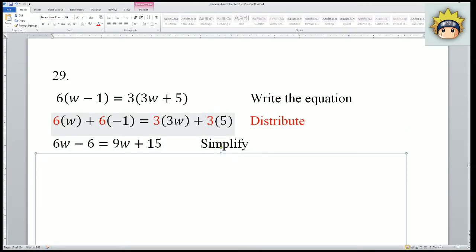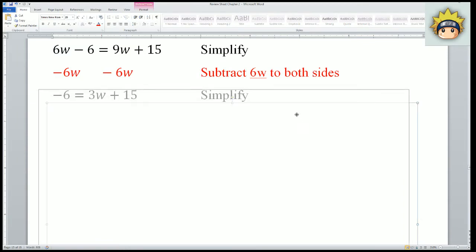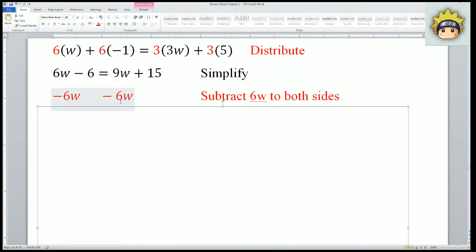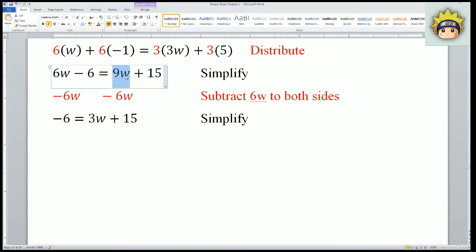6w minus 6, because 6 times negative 1 is negative 6, so you put minus 6. 3 times 3w is 9w, and 3 times 5 is 15. That's what I do after I simplify. After that, you want to combine. You want to get rid of the 6w, so subtract 6w from both sides, because it is the smallest variable. I should do some simplification. What's left over is negative 6 on the left hand side and 3w plus 15 on the right hand side, right? Because 9w minus 6w is 3w.